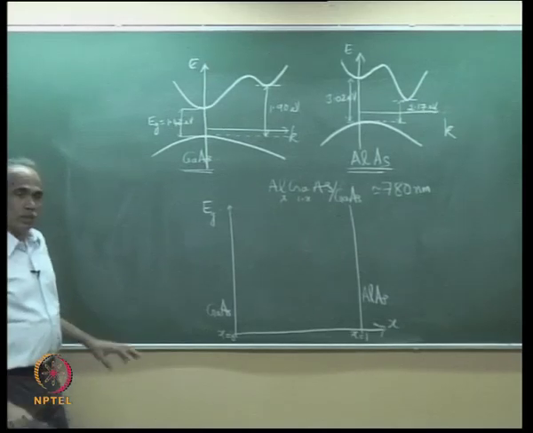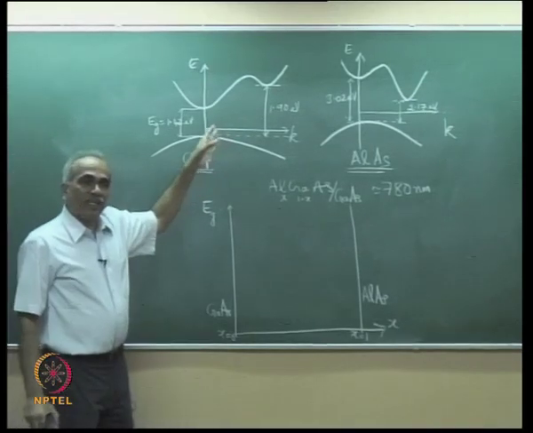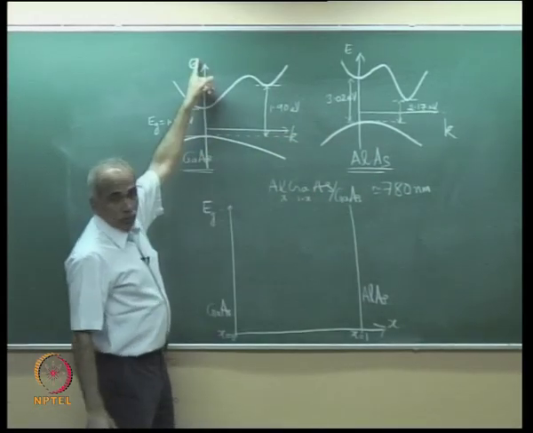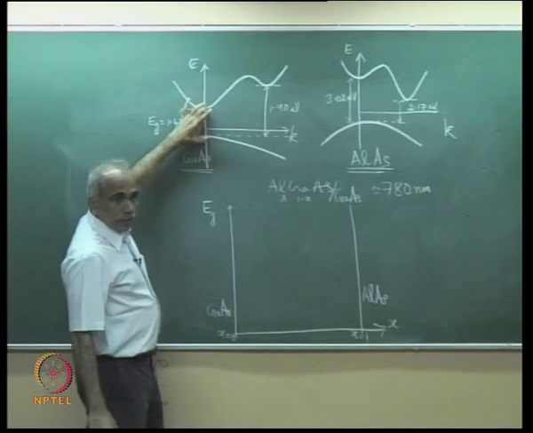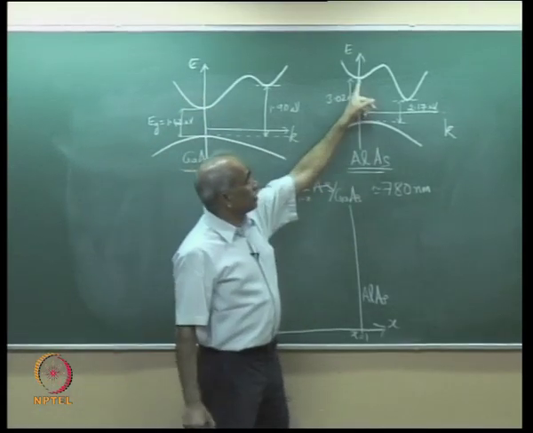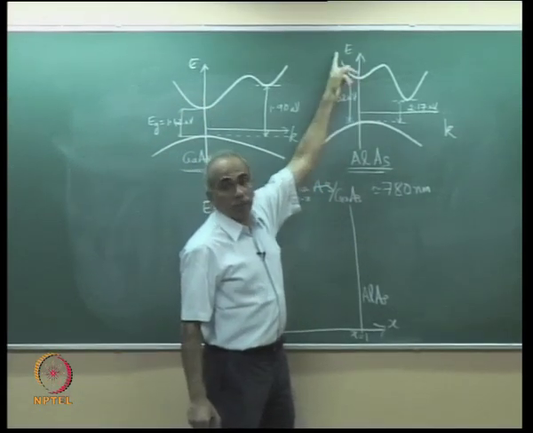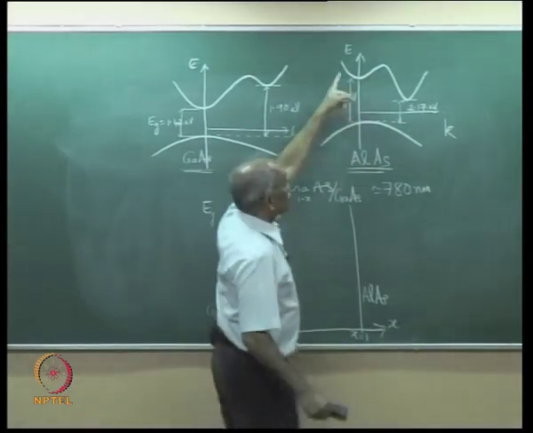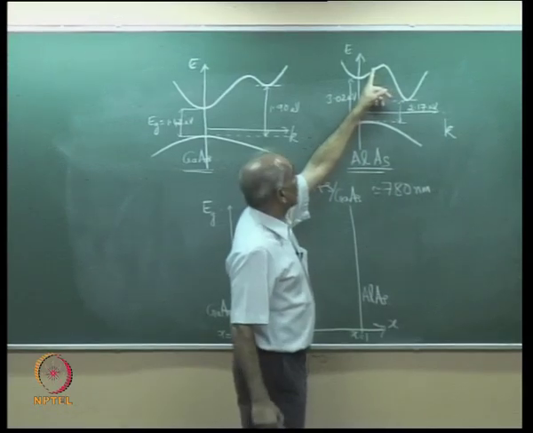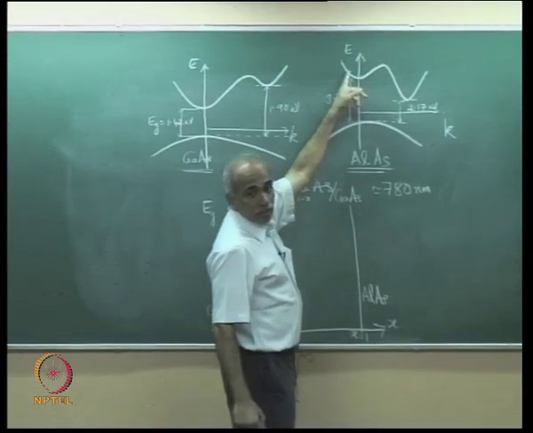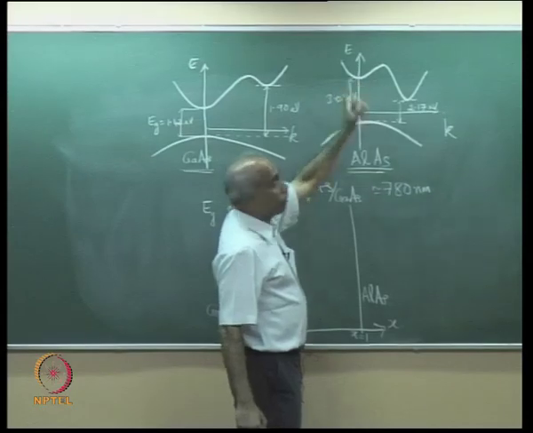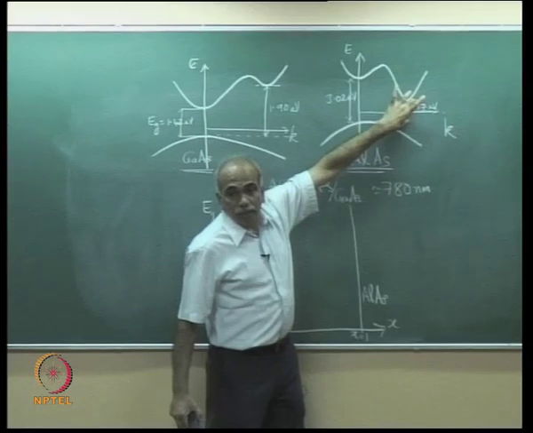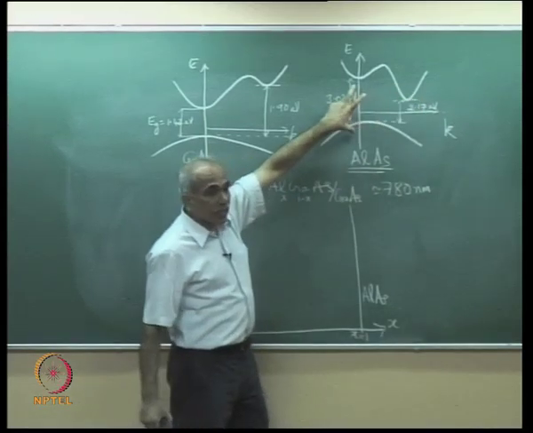Please see this carefully. The point is whether I take gallium arsenide or aluminum arsenide, at K equal to 0 there is a band gap, and here also there is a band gap. There is a minima here. Minima refers to stable states. Within this minima there are stable states, which means if an excited electron comes here, it could come down and be stable here. So this is a stable point. But this gap is larger than this gap. This is an indirect gap, this is the direct gap.